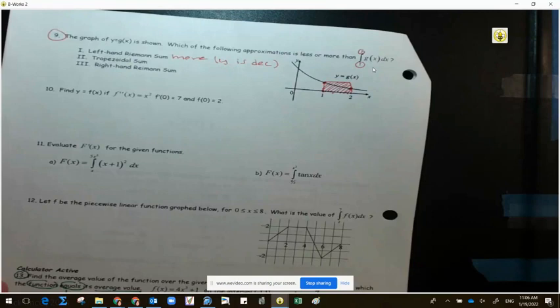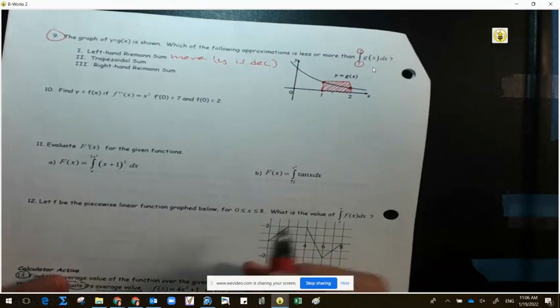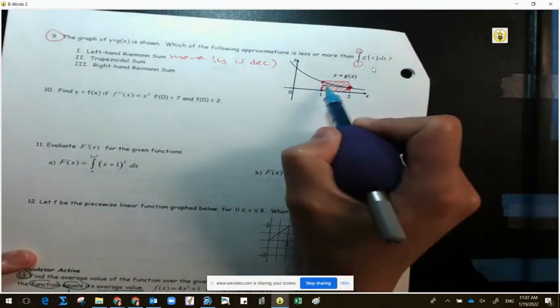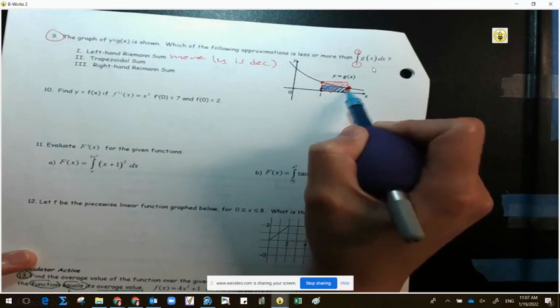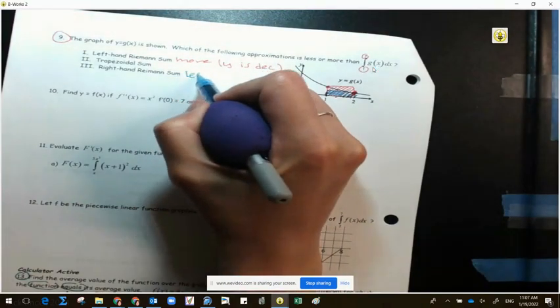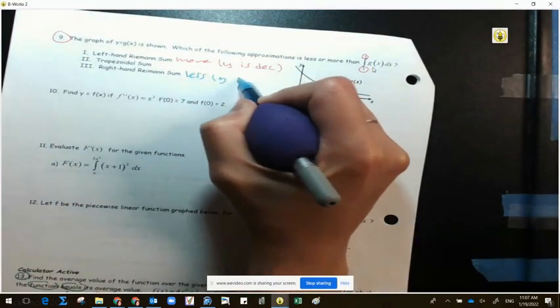Now let's go to the right-hand Riemann sum before we get to the trapezoid. So this is the right-hand part. So let's see. From the right, if I make my rectangle and I find the area right here, is that more than the given line or less than? So we know this one is going to be less. And again, that is because y is decreasing.